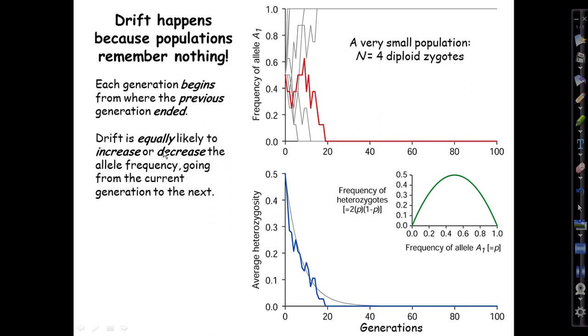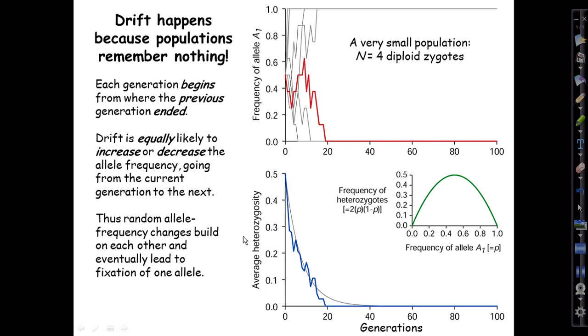Therefore, drift is equally likely to increase or decrease the allele frequency, and in fact it is precisely equally likely to either increase or decrease going from the current generation to the next. And that happens over and over again, always starting from where the population is now, then going up or down, equally likely, then starting from there, doing it again over and over. That's the behavior that explains the look of these population trajectories, and that leads to a highly predictable tendency for diversity to be lost on average, and for heterozygosity therefore to decline, homozygosity to increase.